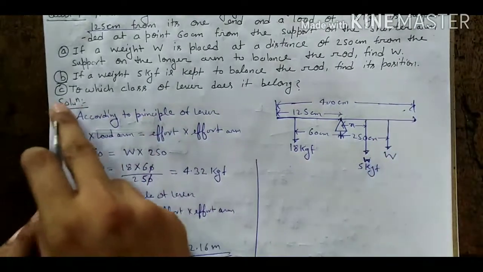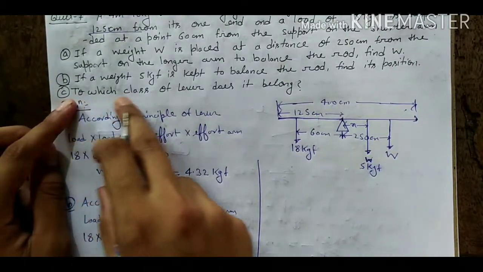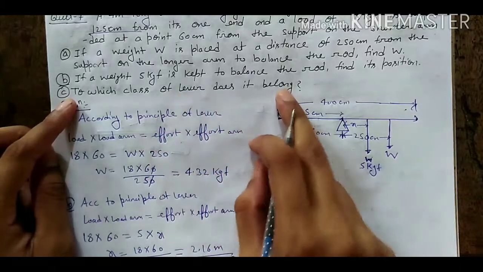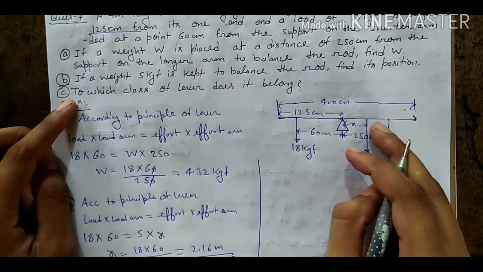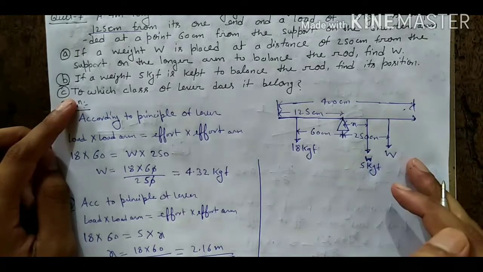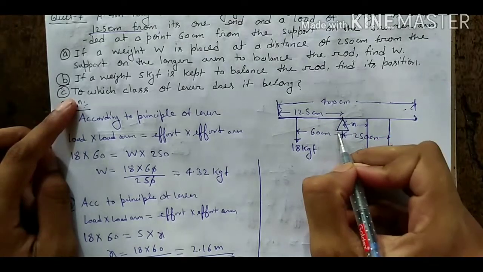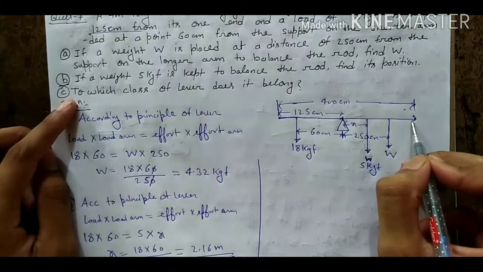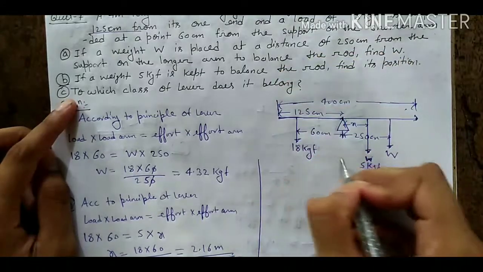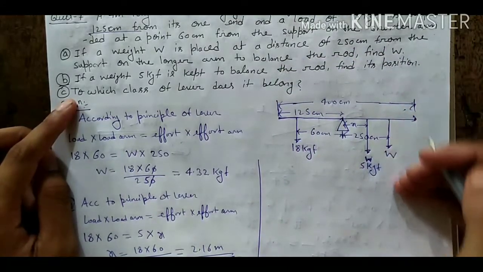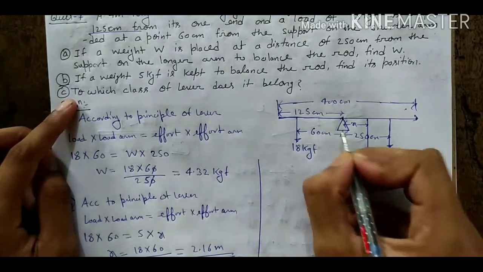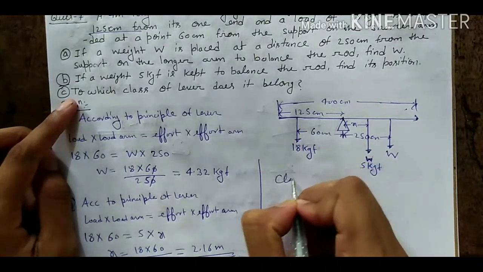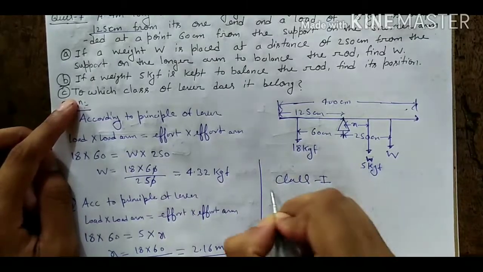OK, and the third part, C: to which class of lever does it belong? In this type of lever, the fulcrum lies between the load and effort. Suppose this is the load and this is the effort which we are applying as a force. It means the fulcrum lies between the load and effort. It means this is a first class lever.